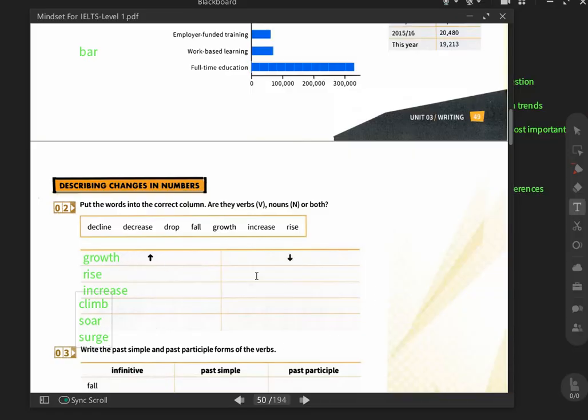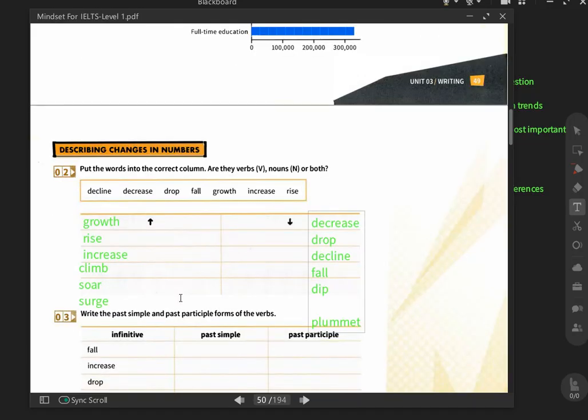Now for drop or decrease, we have decrease, decline, drop, fall, very good. And we have dip, another one, plummet. Yeah, plummet. Okay, so this is decrease. But they're slightly different. Now it's not only about increase and decrease.